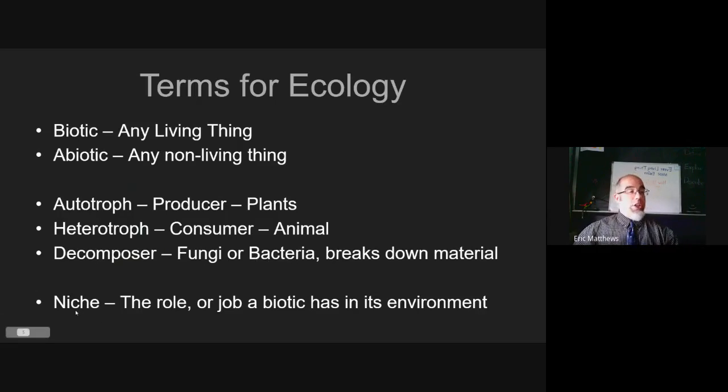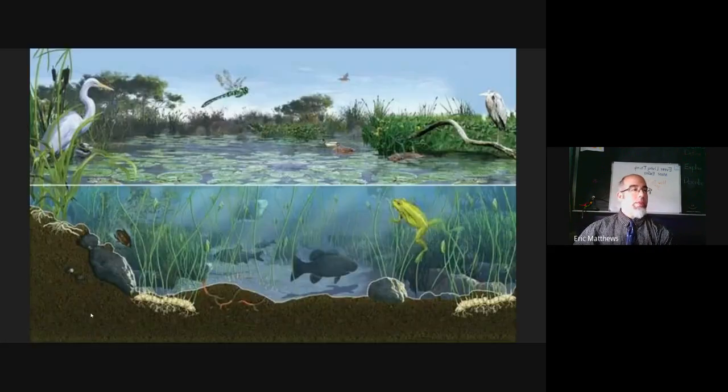And finally, the term niche. Niche is going to be the job that a living thing has in its environment. And for a lot of living things, the niche will be the most important aspect of their survival. So when we look at a pond like this, can you identify the biotics? Can you identify the abiotics?